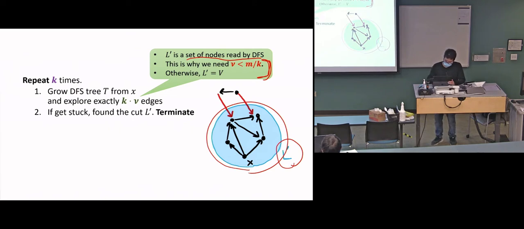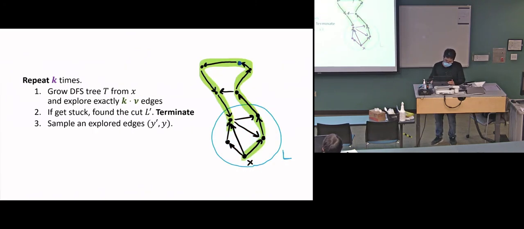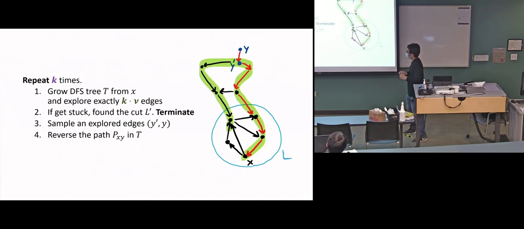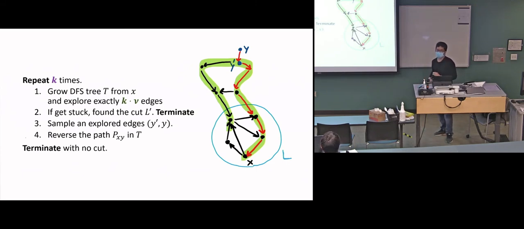It's important to say that once I have reversed the path, when I repeat, I repeat in the graph after this modification. And if an edge appears in the path twice, it would be reversed again and again, flipping back and forth. That can happen. But yeah, this is the algorithm. Any questions before we analyze it?